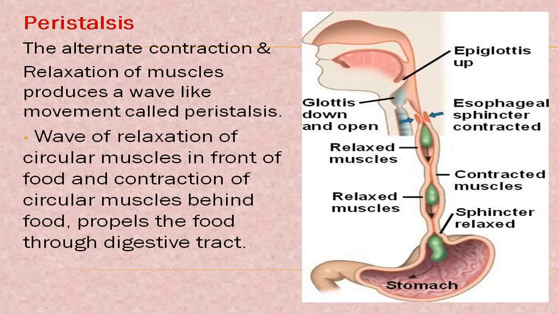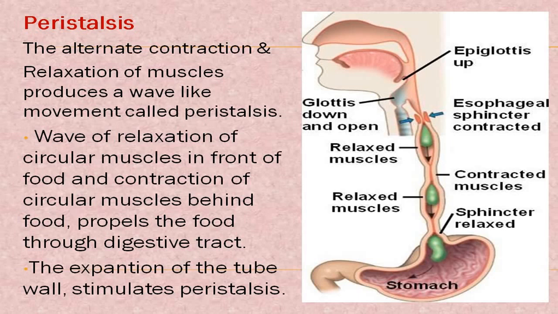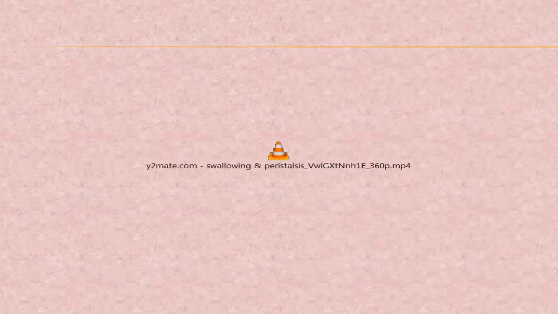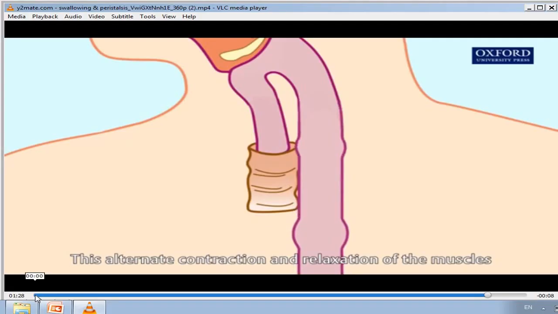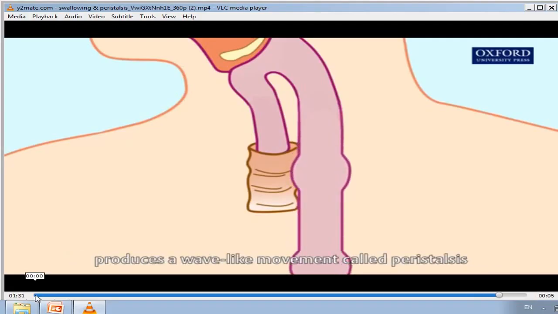So due to this contraction, the food is pushed forward. So it moves from one end of the esophagus or one end of the digestive tract up to the other end. And this is also due to the expansion of the tube. Once the food enters the esophagus or the digestive tract, it expands, and that stimulates peristalsis. Muscles produce a wave-like movement called peristalsis.